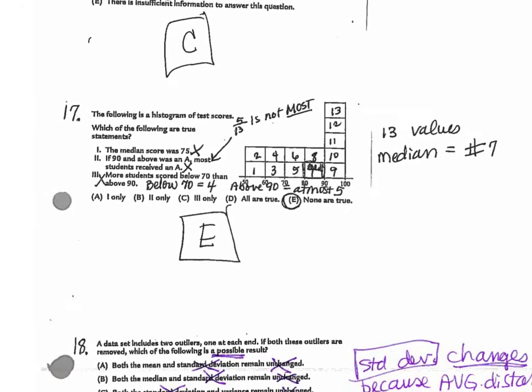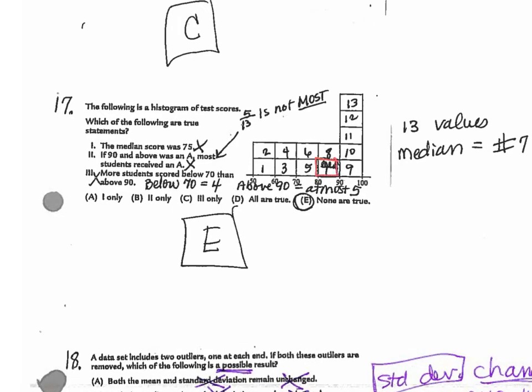There are 13 values, and the median is this problem right here, or is that spot right there? So it's not 75, it's in the 80s. And then a 90 and above, at most, the most students received an A. Isn't that true? 5 out of 13 is not most. Most has to be, I guess, more than 50%. Did most students get an A? 5 out of 13. In order for most students to get an A, I think that's misleading.